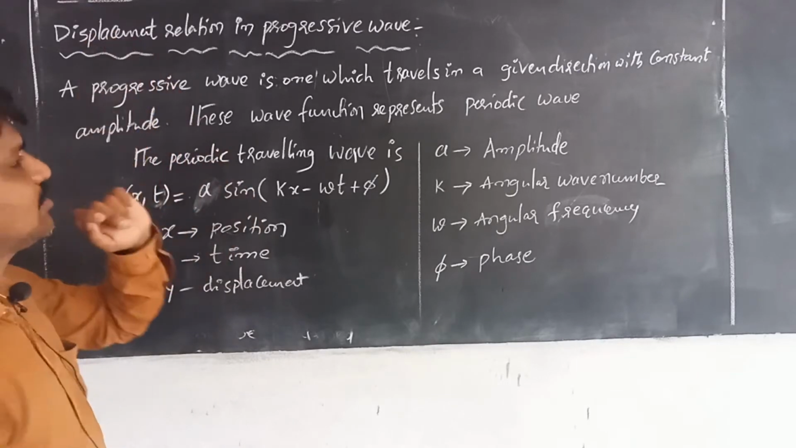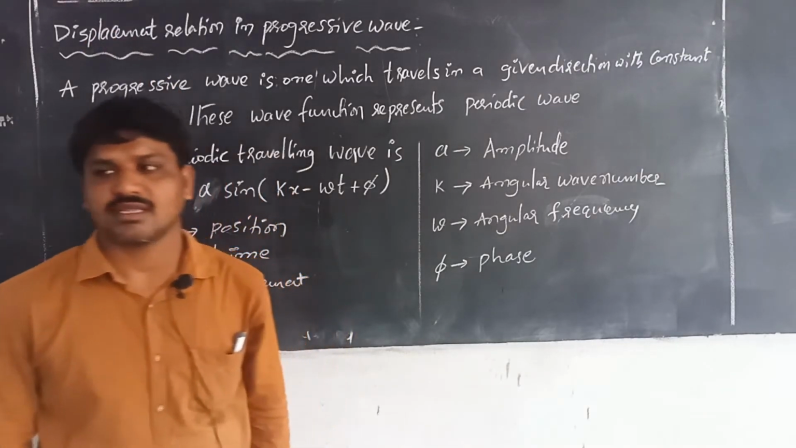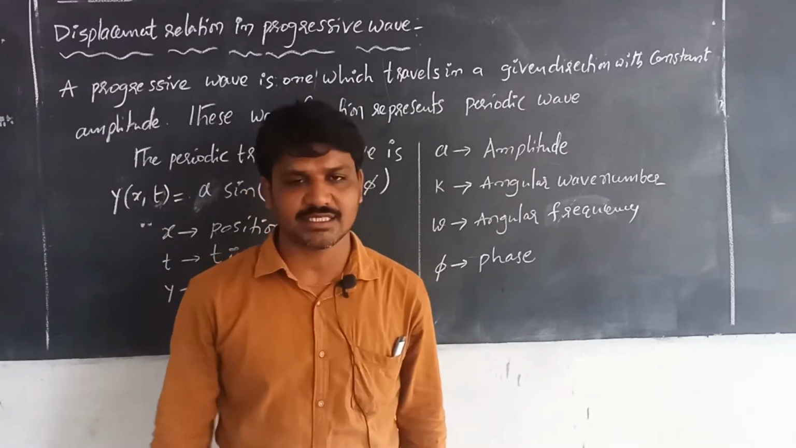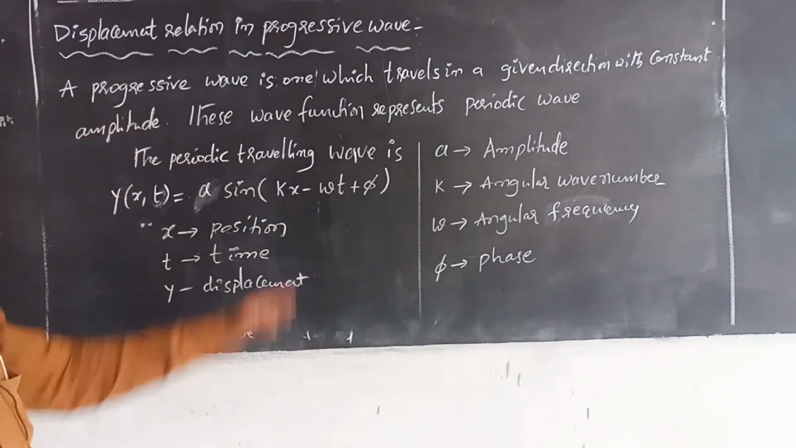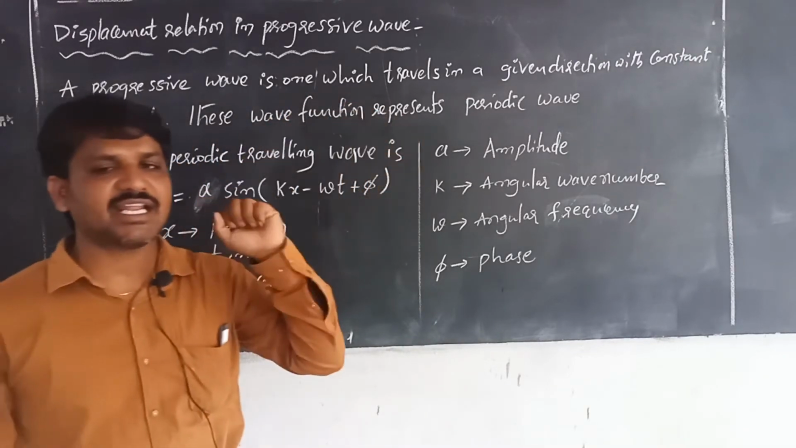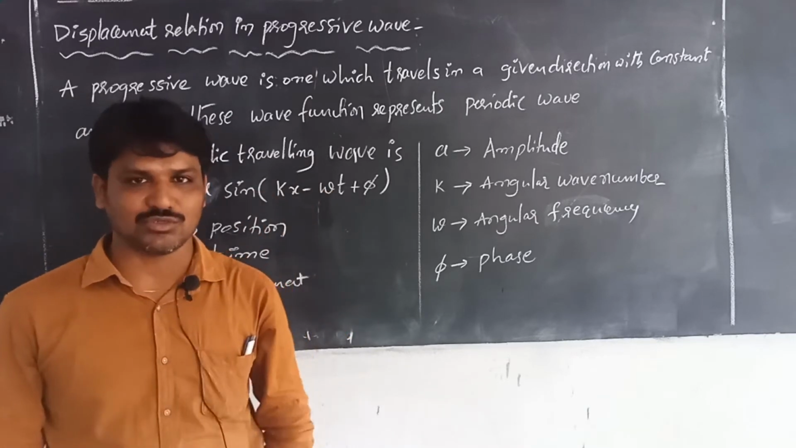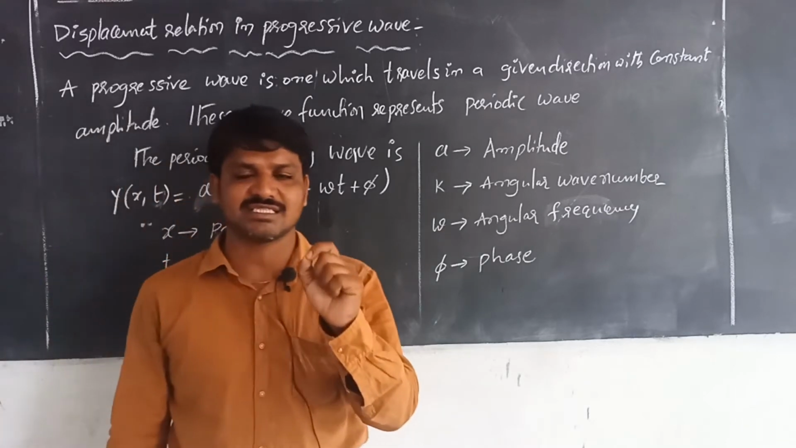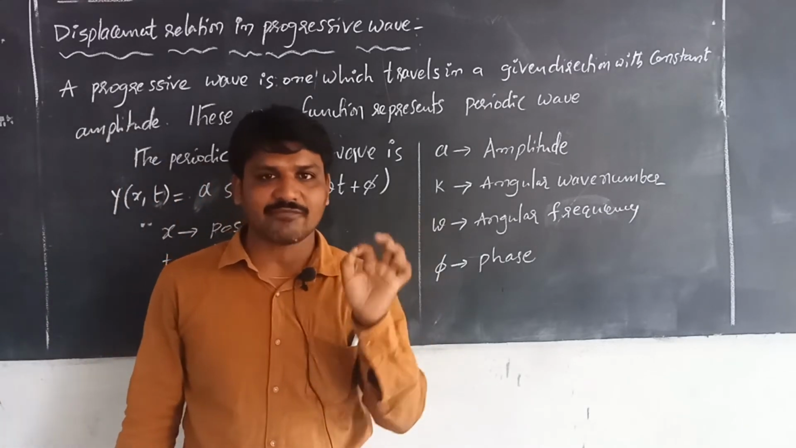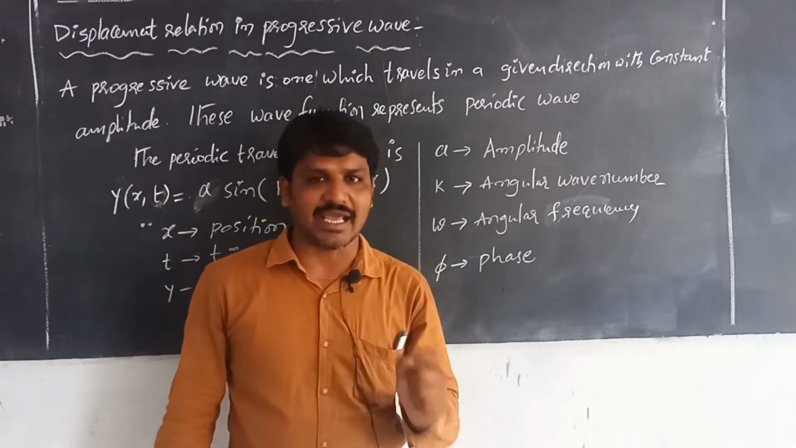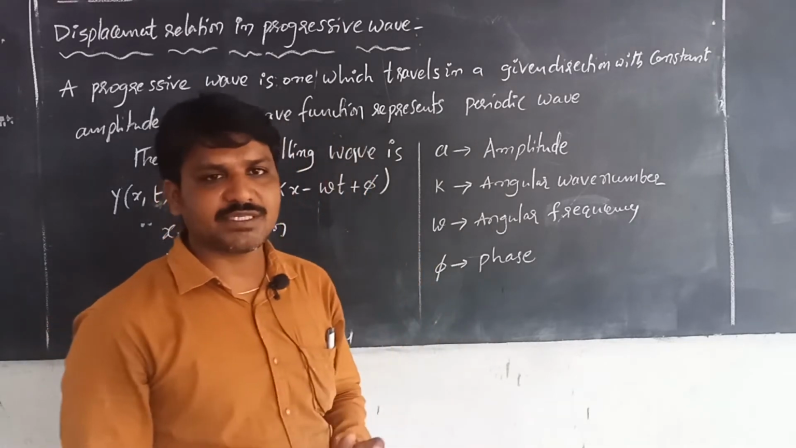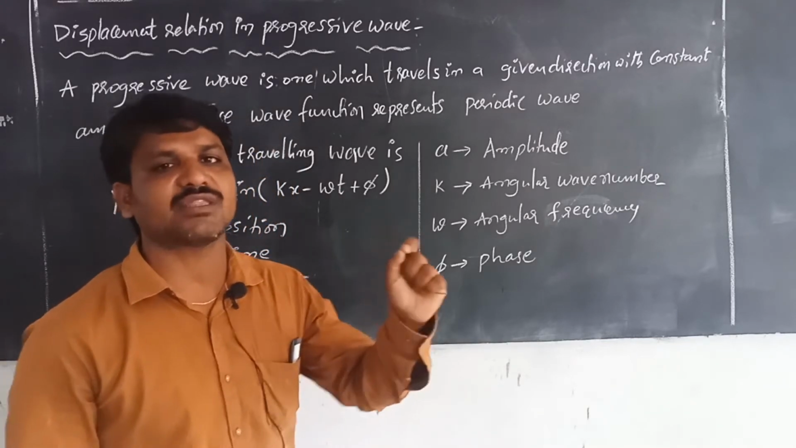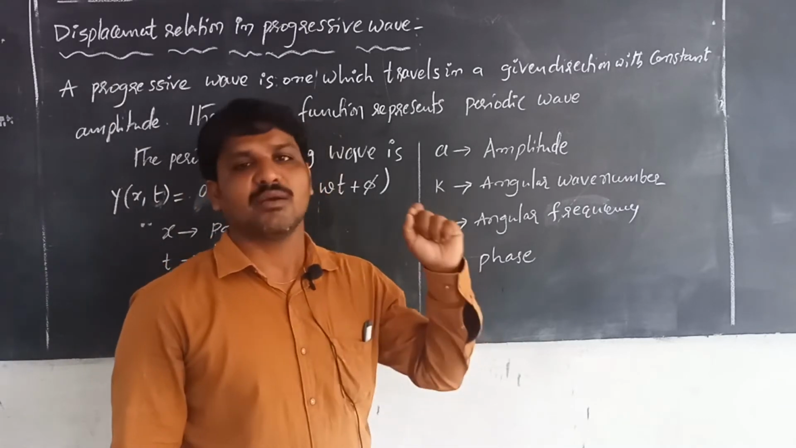Now we are going to discuss the displacement relation of a progressive wave. What is a progressive wave? It is a wave which travels in a given direction with a constant amplitude. At any given instant of time and position, the amplitude is constant. So that wave is called a progressive wave.